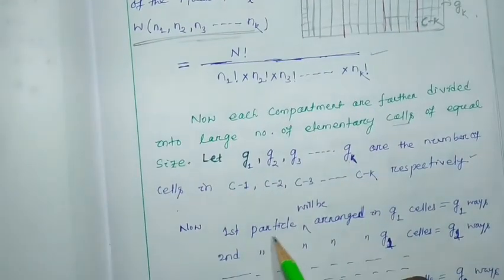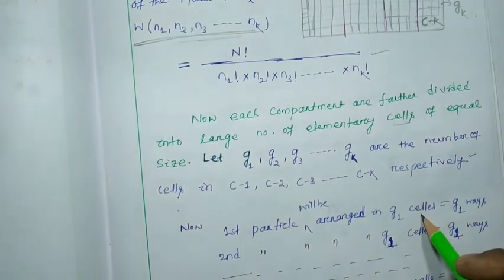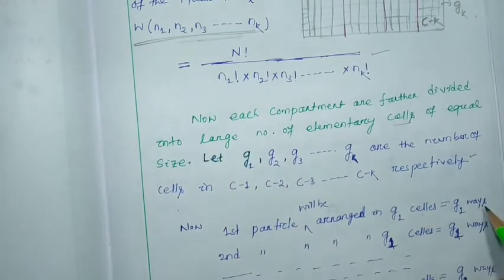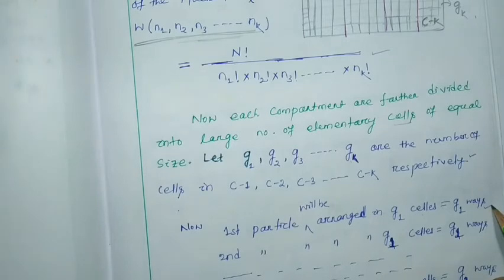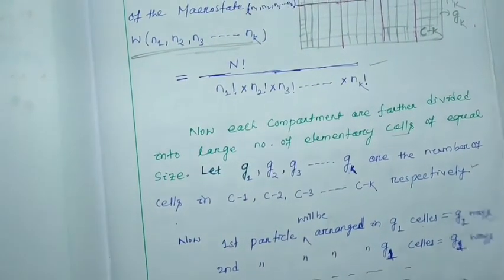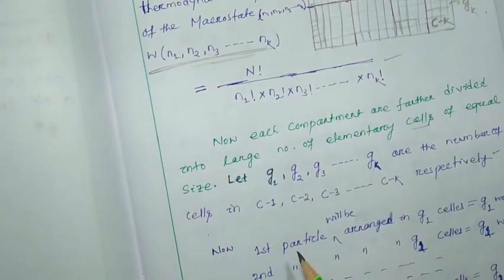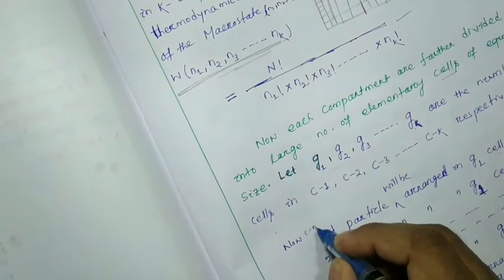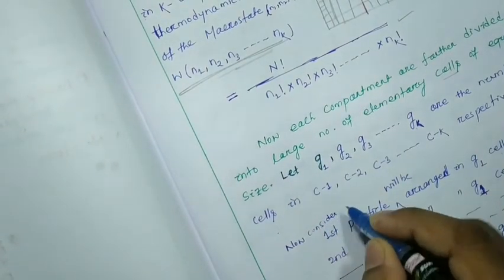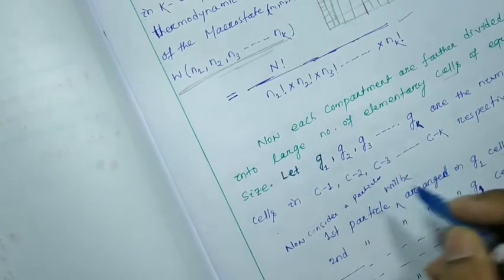Now the first particle will be arranged in G1 cells. It will be how much? G1 ways, obviously. You got my point. Now we have to consider a particular compartment. Now here you have to write. Now consider a particular compartment.